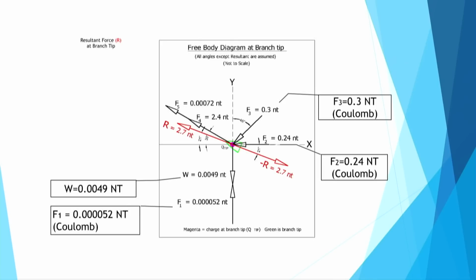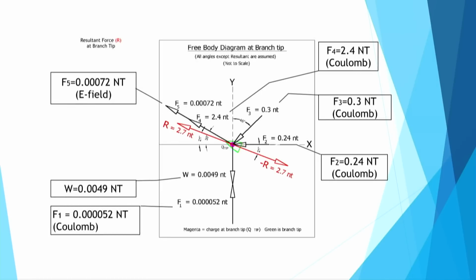They're getting bigger. And the force inside the tip is 2.4 newtons. Much bigger. The F5 is the electric field force between the tip and the branch, and it's 0.00072 newtons. And you can see the resultant force is 2.7 newtons at 21 degrees, and the original angles were assumed 30 degrees, so it dropped.